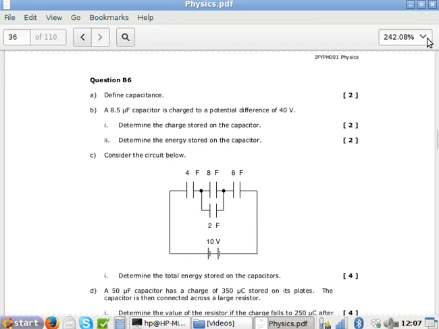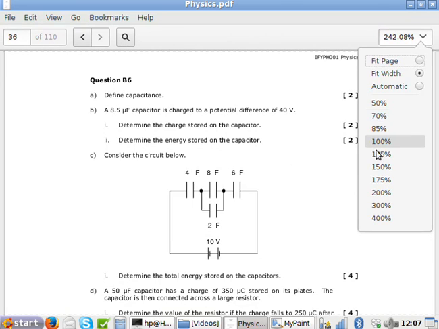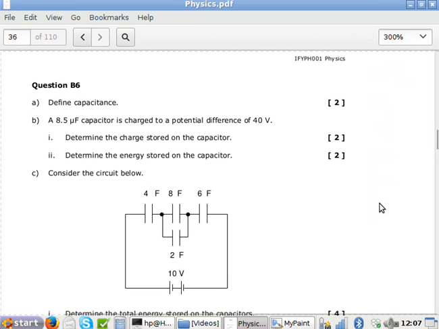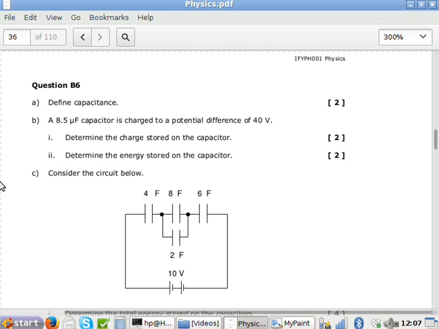Can you see okay? Okay, so the first question is define capacitance. Oh yeah, probably want to see it, huh? Okay, it'll load now in a second.